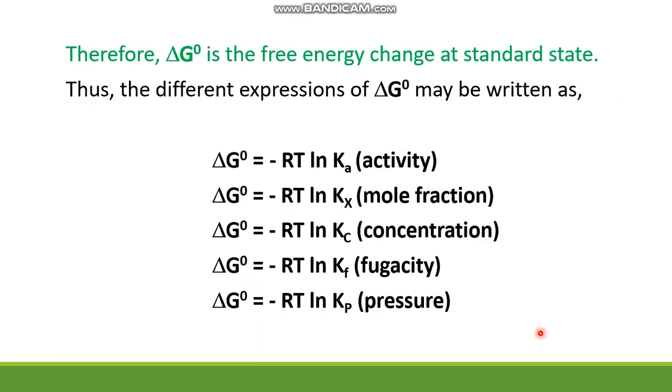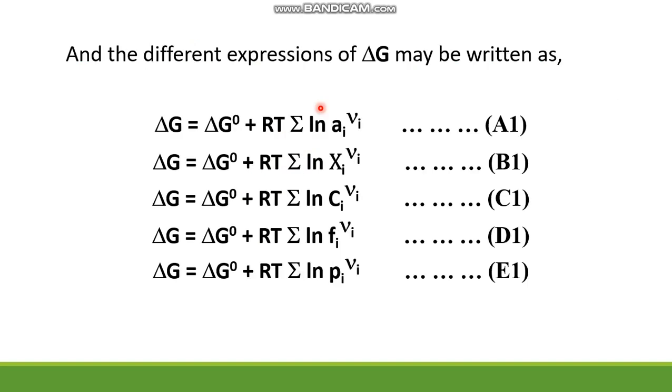So we have equations A, B, C, D, E. Equation A has the reduced form delta G0 equals minus RT ln Ka. In terms of mole fraction it is Kx, concentration Kc, fugacity Kf, and pressure Kp. So we can now put delta G0 instead of all these terms in equations A, B, C, D, and E. This way we get these equations. Equation A may now be written as A1, and so on up to equation E1.